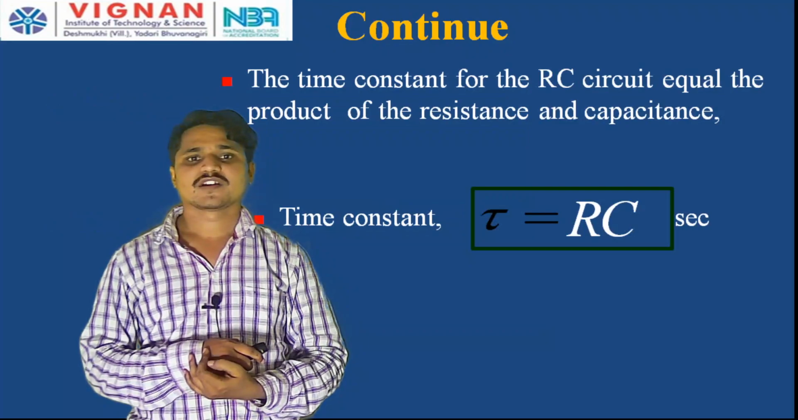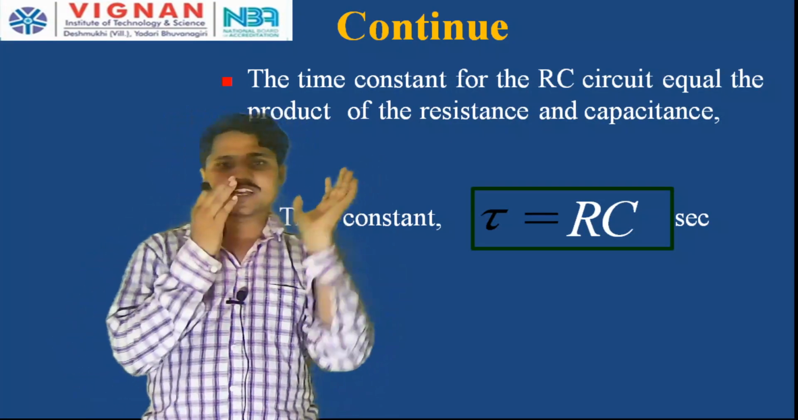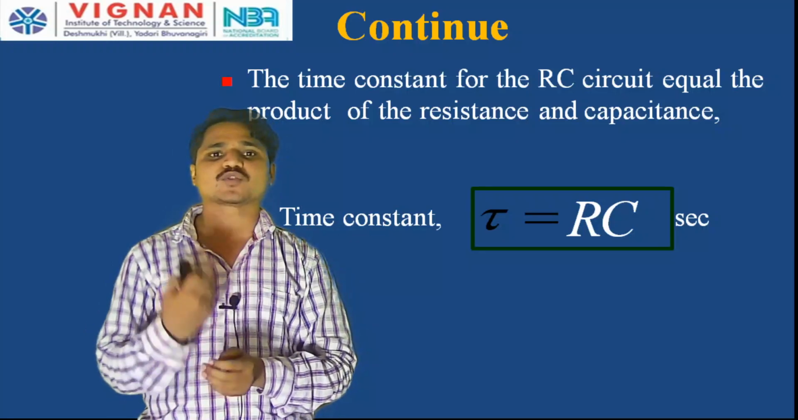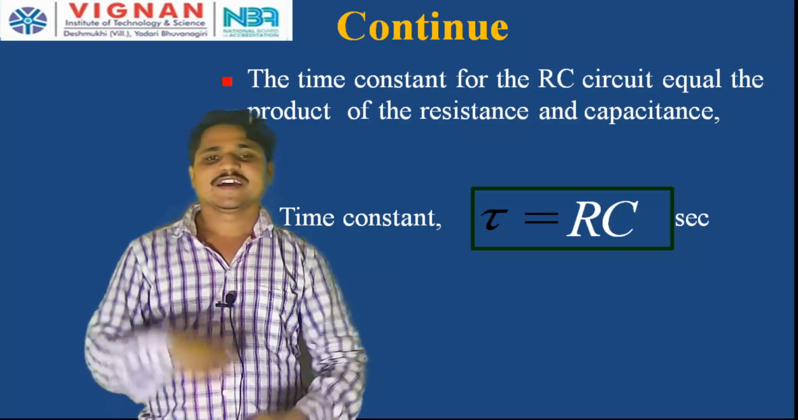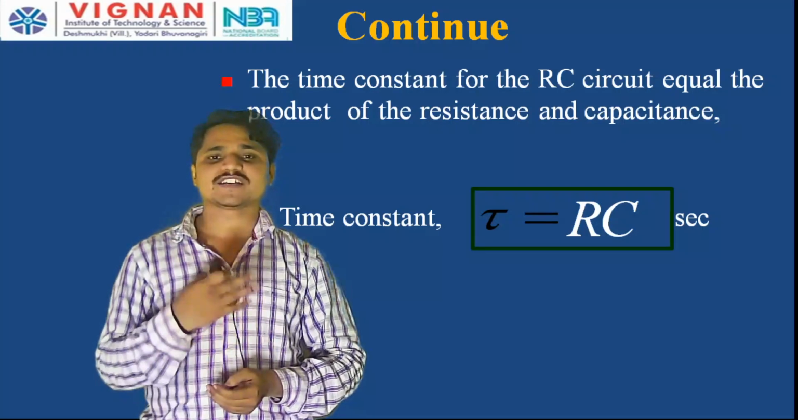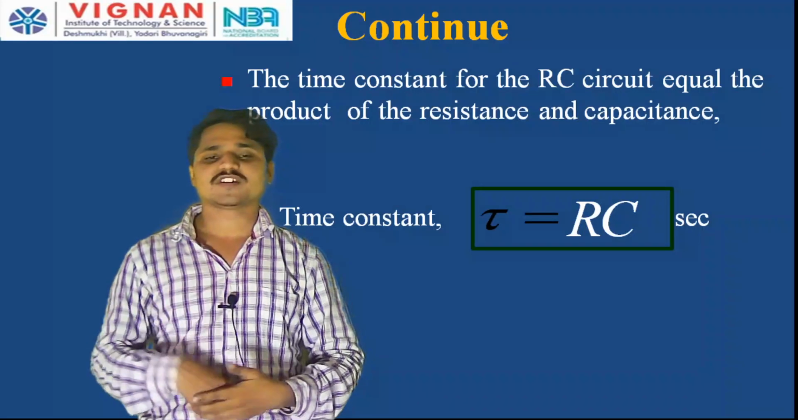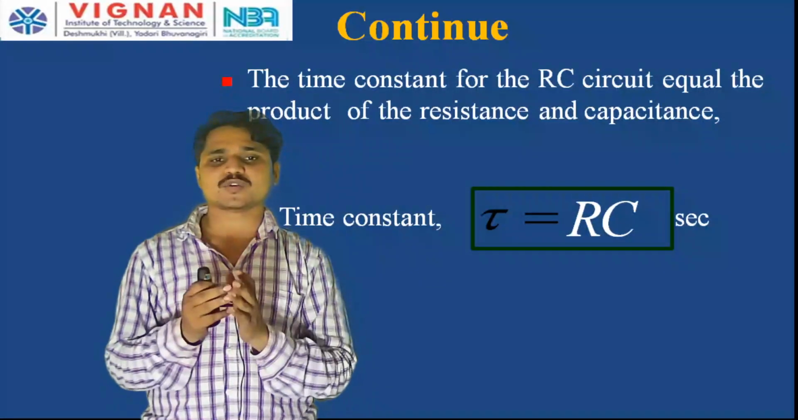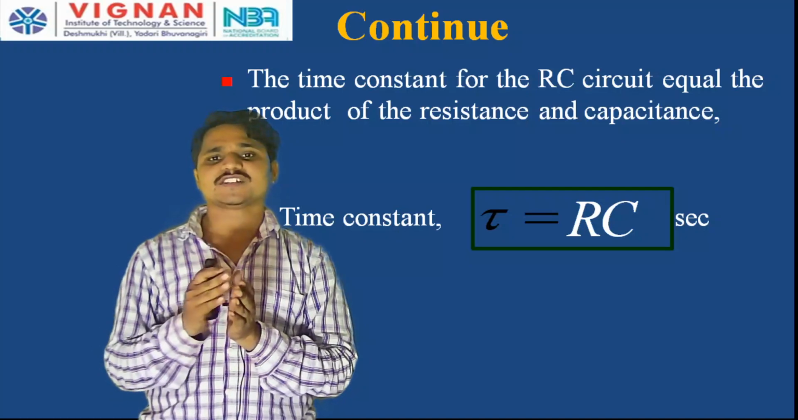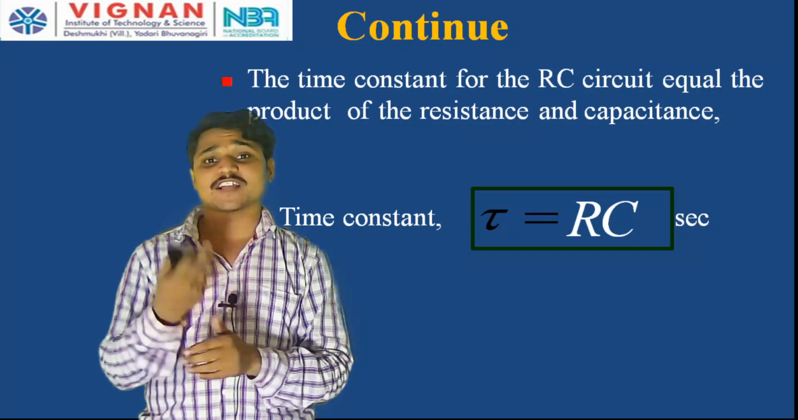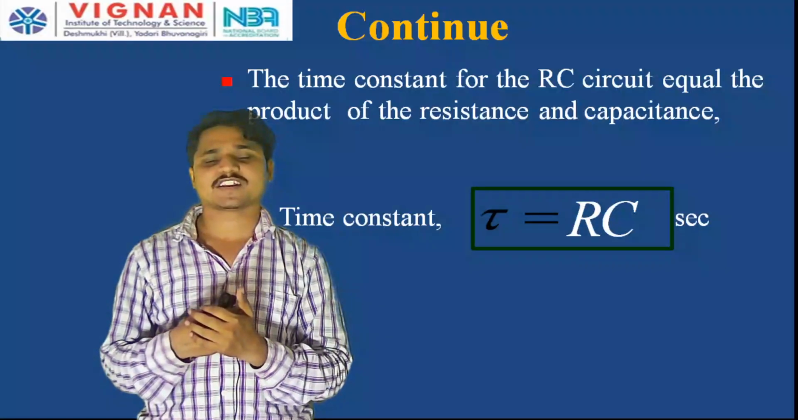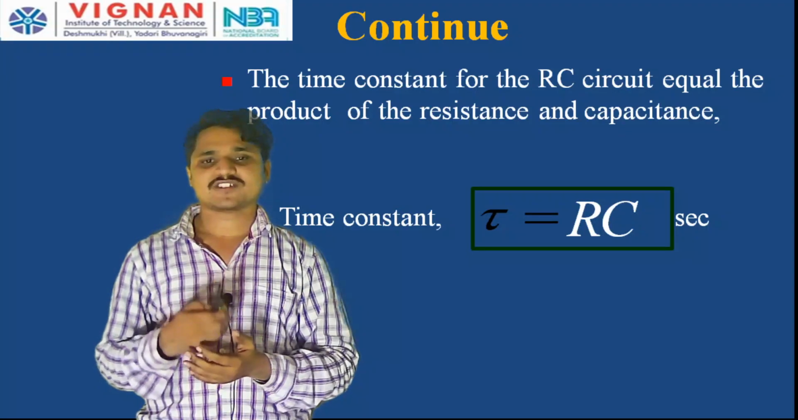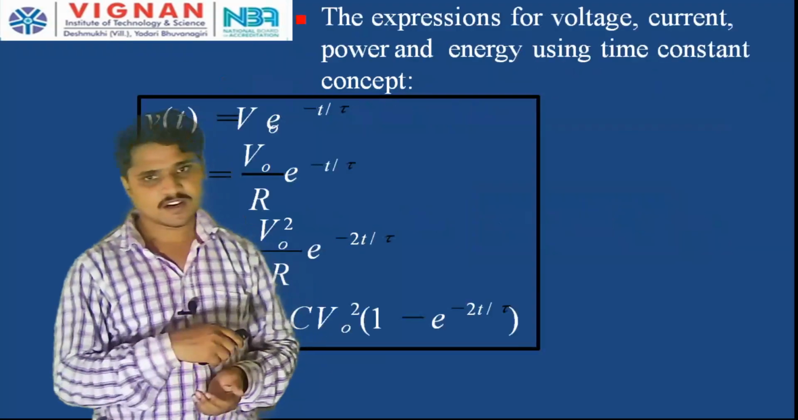Now, as I told you, the voltage across the capacitor decreases, approaching 0. The time constant for the RC circuit is equal to the product of the resistance and capacitance. The rate at which the capacitor voltage decreases to 0, we call the time constant of the RC circuit, which is measured in seconds. What about the RL circuit? It is the ratio of inductance to resistance, L by R, for the RL circuit, and RC for the RC circuit. So, this is the natural response of an RC circuit and its time constant.